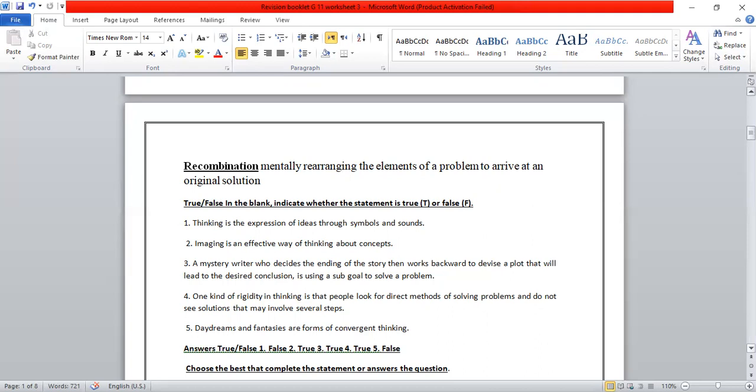Daydreams and fantasies are forms of directed thinking. No, of course, daydreaming is not a kind of directed thinking. It's like sleep and dreams and daydreaming. Actually, it's a way of speaking about what's inside you, but not in a direct way.